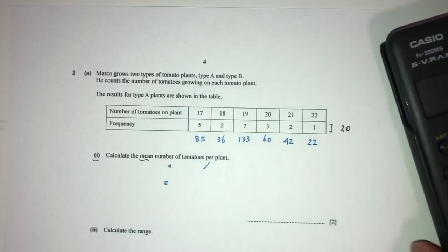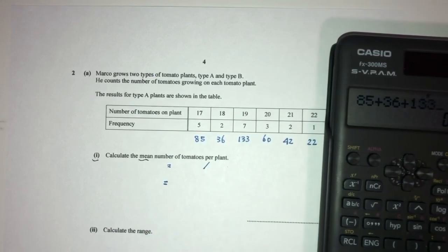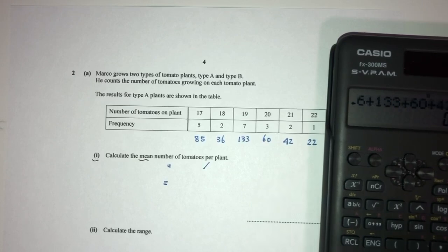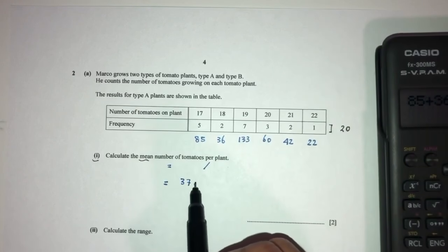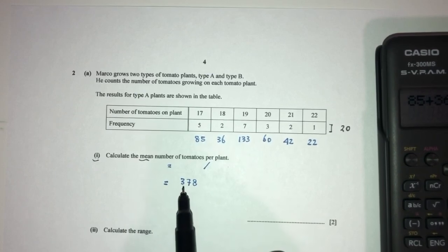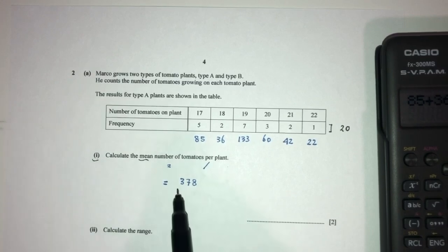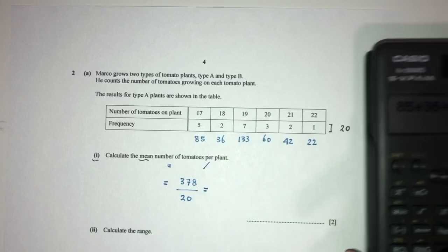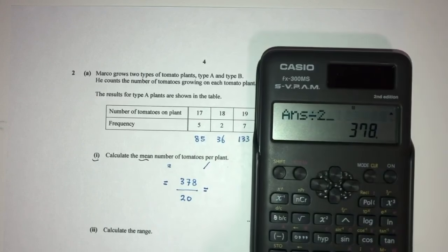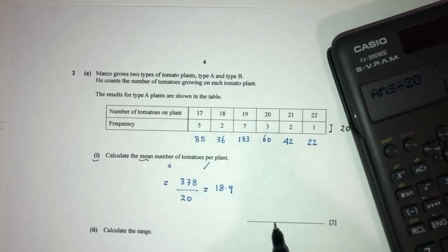We have to find the sum, obviously. 85 plus 36 plus 133 plus 60 plus 42 plus 22. That will be 378. This is the total number of tomatoes that we have from this experiment. Now divide by the total number of plants to give you the mean number of tomatoes per plant. That will be 18.9. 18.9 will be your answer for part 1 of your question.